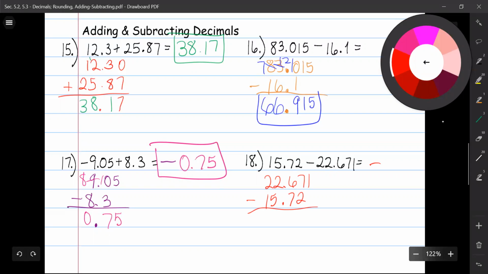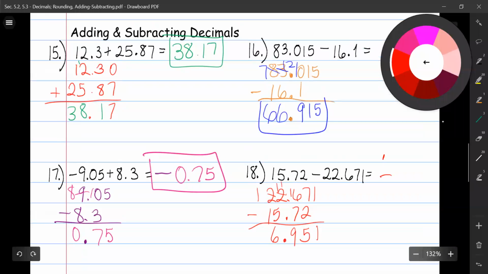All right, so 1 minus nothing is 1, 7 minus 2 is 5, and then now I'm going to have to borrow a 1. 16 minus 7 is 9, borrow another 1, 11 minus 5 is 6. 1 minus 1 is going to be 0. So my answer is negative 6.951.